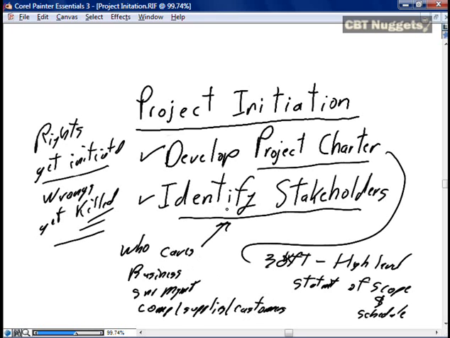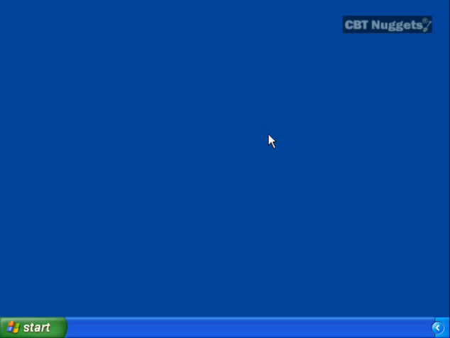With project initiation properly done, our organization is going to work on the right projects, and the right projects are going to proceed into the next process group, which is planning.